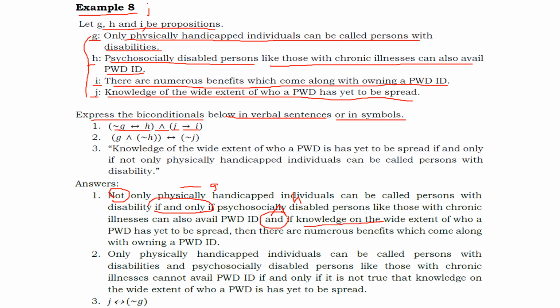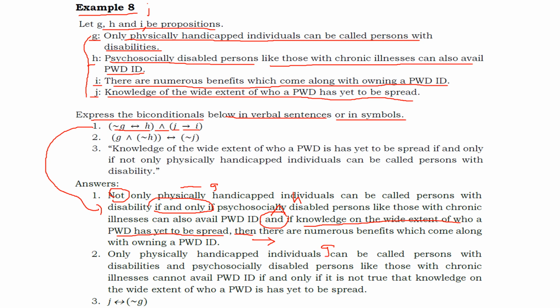If knowledge of the wide extent of who a PWD is has yet to be spread, then the if-then will represent your conditional: there are numerous benefits which come along with owning a PWD ID. Meaning to say, we just simply copy your J and I. And for number 2, only physically handicapped individuals can be called persons with disabilities. So that will be your G.